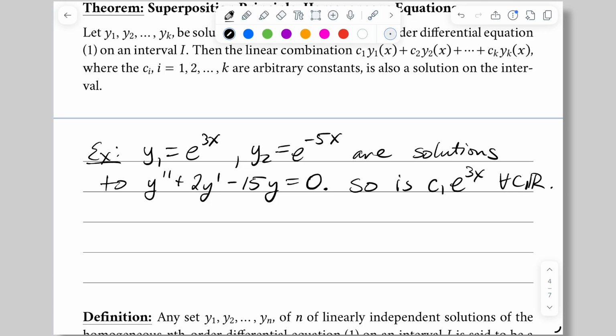Any c1 that's a real number, excuse me. So just try it out. Let c1 equal like 7. Differentiate it again, plug it in here. You'll find it works. Same thing for y2.